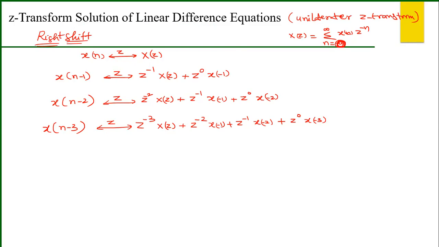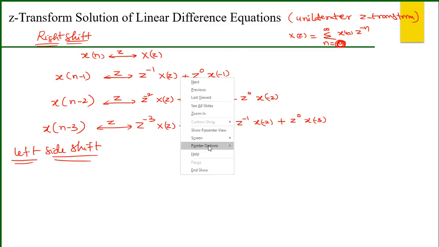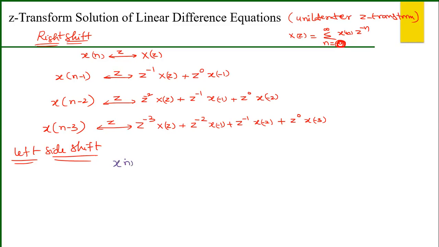Now, if I want to shift to the left side, this is also very important. If you remember these two, you will definitely get 10 marks, at least 8 marks. So, left side shift. X of n Z transform is X of z. X of n plus 1, what is the Z transform? z into X of z.